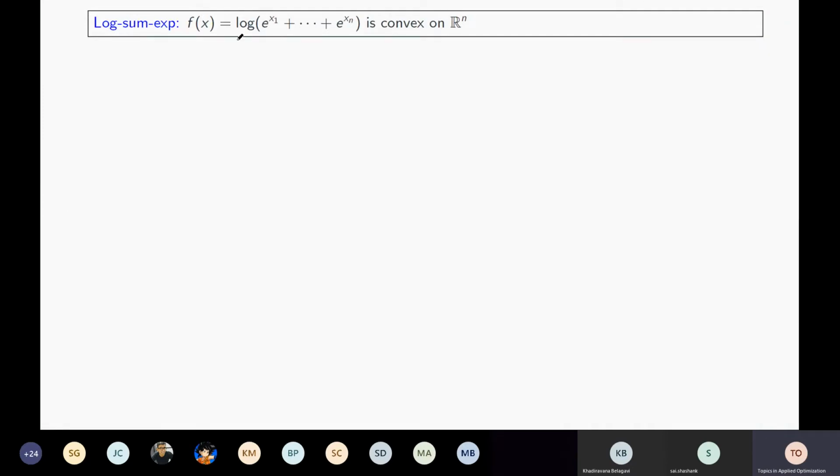Okay, and then another question is log sum exponential. So this is like the log of the sum of the exponentials is convex on Rn. So how will we prove this for the log of the sum of the exponentials?